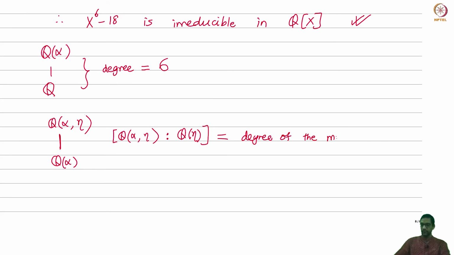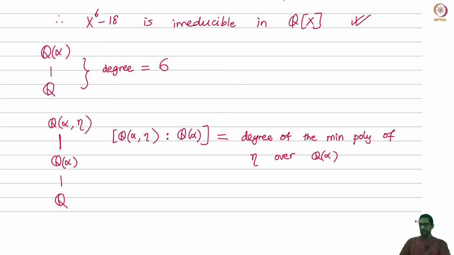So the degree of the minimal polynomial of this new element eta, but the minimal polynomial is now to be computed over, sorry, this should be alpha. So this is the minimal polynomial of eta over the field Q(alpha). Observe it's not over Q, but rather over a bigger field. So I have to be a little careful to see whether I am computing the minimal polynomial over the correct field.